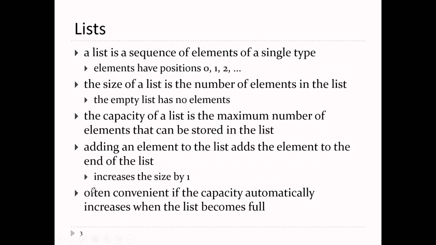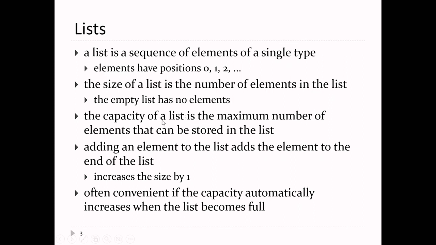Okay, so what's a list? A list is just a sequence of elements of a single type. The elements all have a position, an index. So 0, 1, 2, up to n minus 1, where n is the size of the list. So the size of the list is the number of elements in the list. Now, if we have an array, the array can hold a fixed number of elements. The size of the array is not the size of the list. So I can make an array of size 20, but the list might have 0 elements in it. So the size of the list is not the same thing as the size of the array.